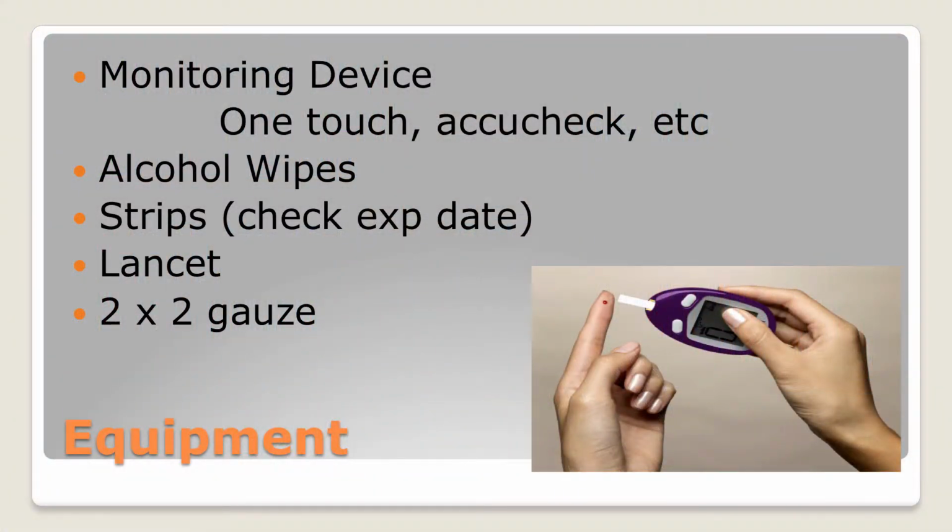So you're going to have to look at what the patient's got, what type of machine they're using, if you're going to be able to instruct them on it. Some of the most common devices are One Touch and AccuCheck. AccuChecks you see in the hospital a lot of times. Things that you're going to need to gather up and take with you are, of course, the device, the alcohol wipes, the strips. Make sure the strips are not expired. The expiration date will be on the side. Your lancet and a 2x2. The 2x2 is to wipe away the first drop of blood.